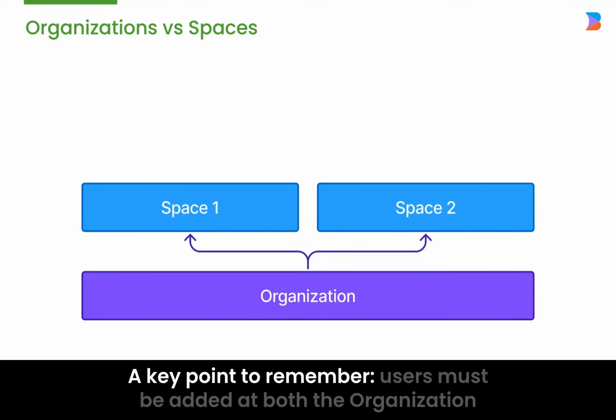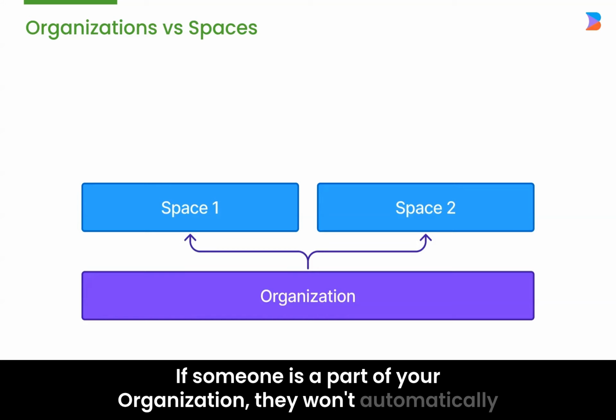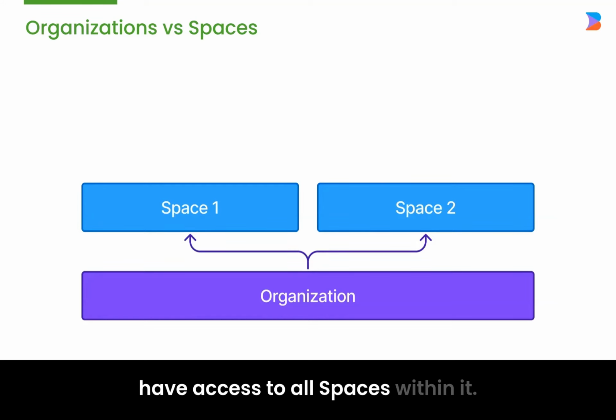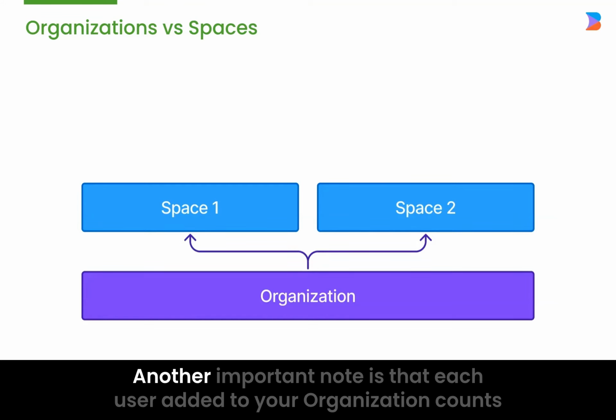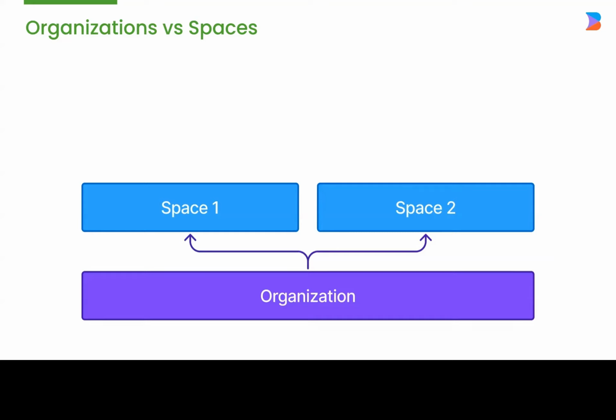A key point to remember: users must be added at both the organization level and to specific spaces. If someone is a part of your organization, they won't automatically have access to all spaces within it. Another important note is that each user added to your organization counts towards your paid seats, regardless of how many spaces they have access to.